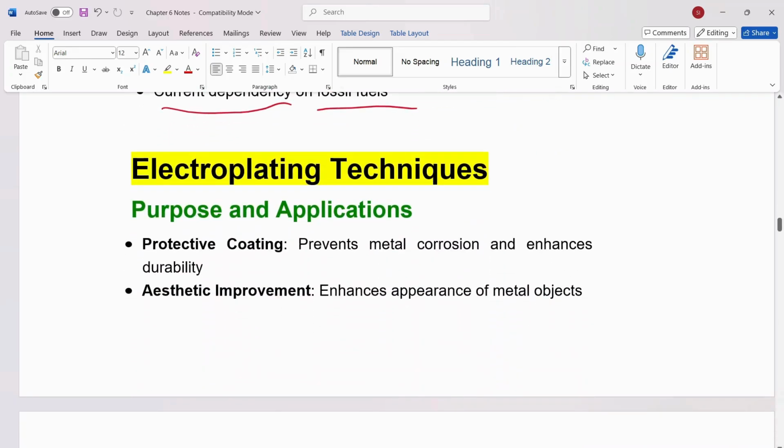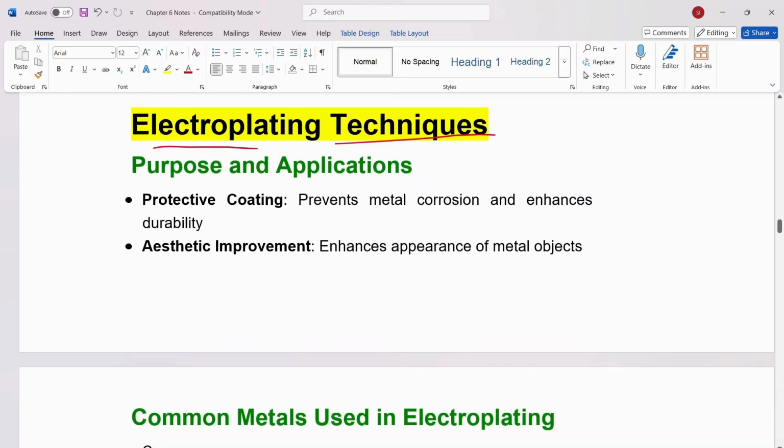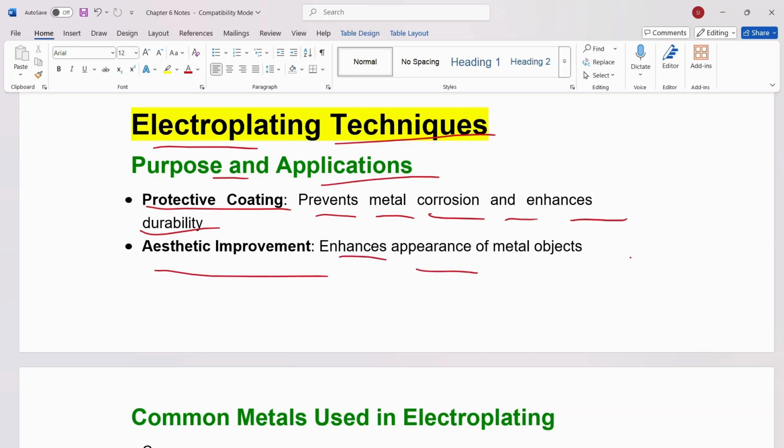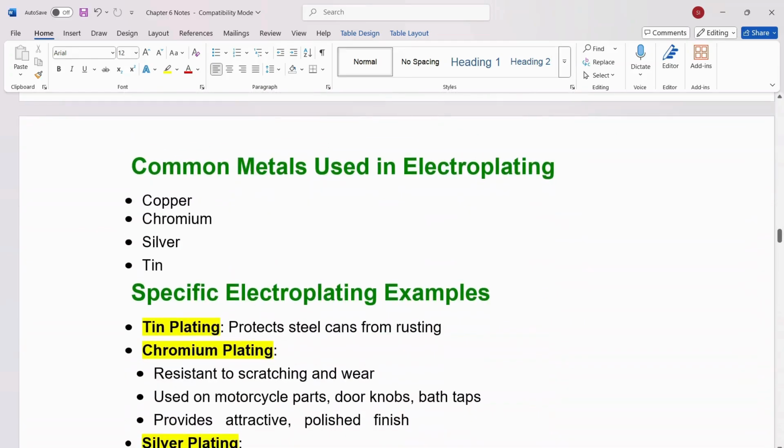Now let's talk about electroplating techniques. The purpose and application: protective coating is the purpose. It prevents metal corrosion and enhances durability. Aesthetic improvement: it enhances the appearance of metal objects. Some common metals used in electroplating are copper, chromium, silver, and tin.